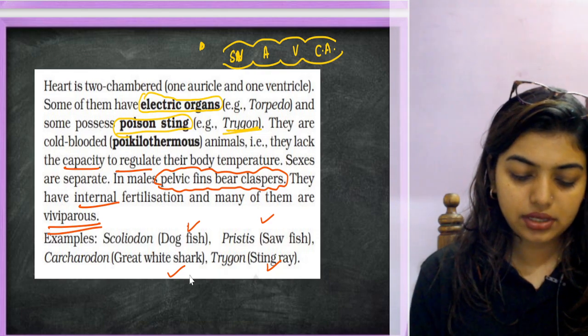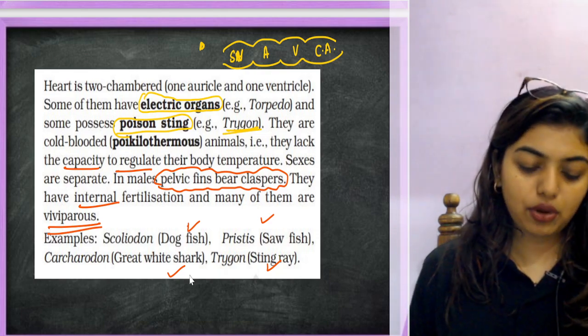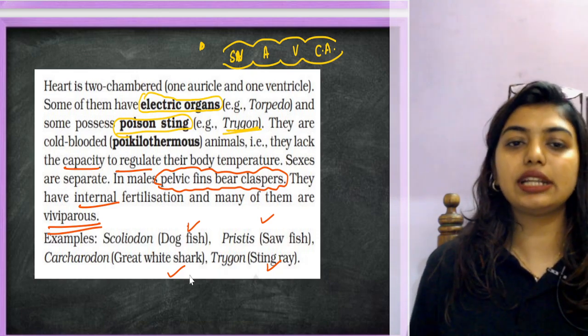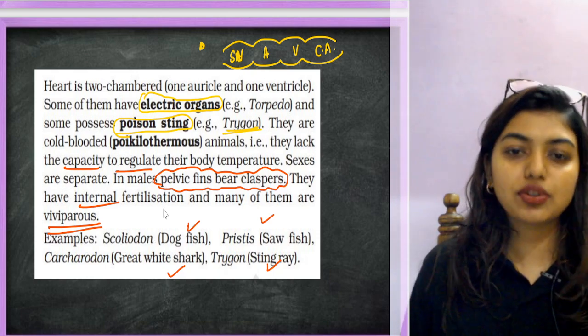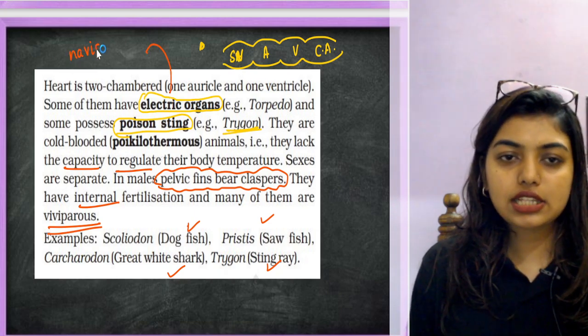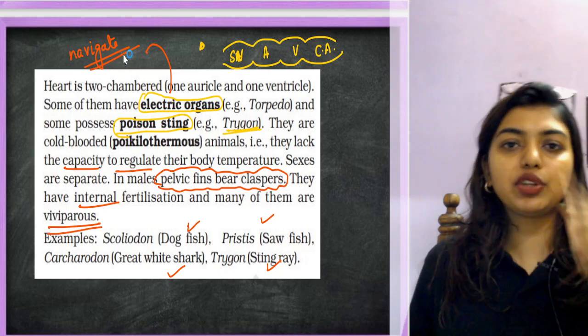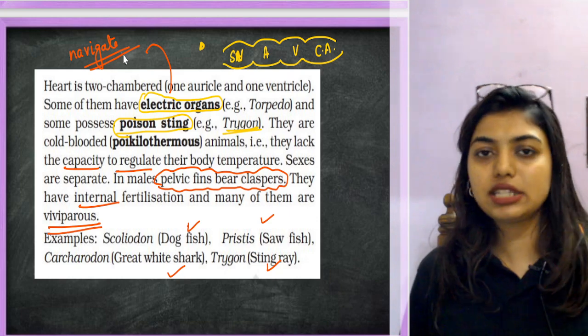Okay, so they have electric organs, very important. And these electric organs help them to navigate. That's the use of these electric organs. Otherwise, you can think, why have they been given an electric organ? This is for them to navigate, so they'll be able to move between the water currents and go between the storms and everything. So the navigation is done by these electric organs.